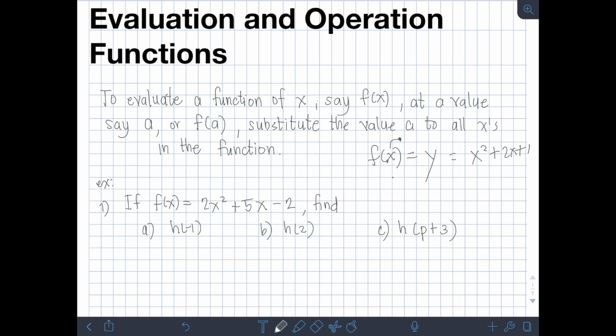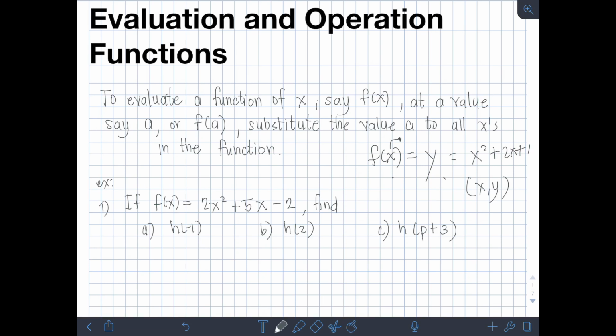Itong f of x, siya yung magiging dependent variable or yung y. Kasi pag ginrap natin itong function na to, f of x, meron tayong ordered pair na x, y. So that is why pwede tayong mag-graph ng functions in rectangular coordinate system. Kasi meron tayong mabubuong ordered pair kapag nag-substitute tayo ng isang value sa independent variable x. So kapag mag-substitute tayo ng value sa independent variable x, yun yung tinatawag nating evaluation of functions.